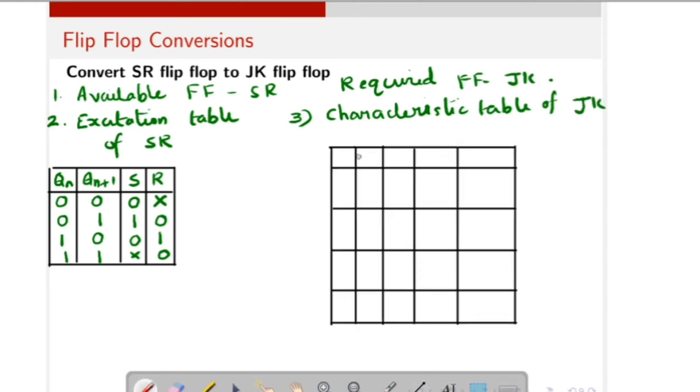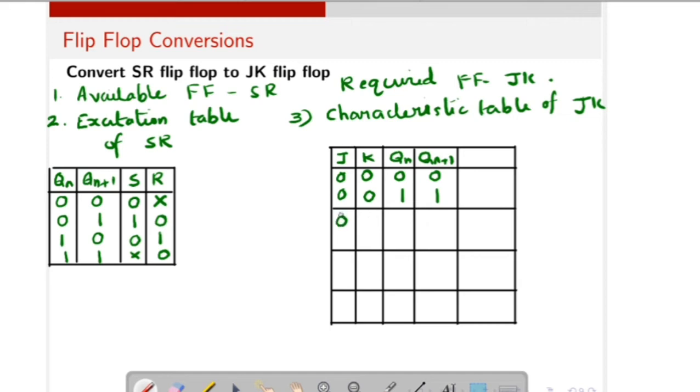So this is the characteristic table of the JK flip-flop. The inputs are J, K and the present state Qn, and the next state is Qn plus 1. When J is equal to 0, K is equal to 0 and Qn is equal to 0, Qn plus 1 is also 0. J is equal to 0, K is equal to 0 and Qn is equal to 1, then Qn plus 1 is also 1. That means it retains the previous state when inputs are 0.